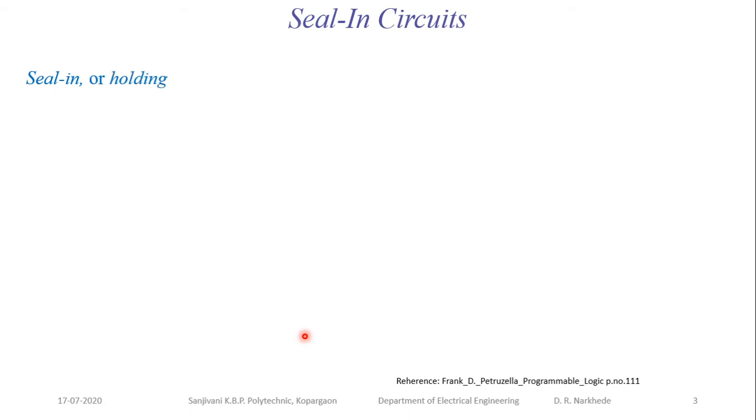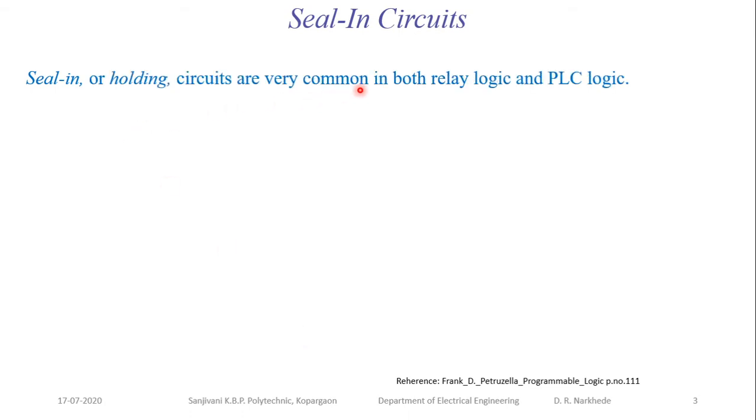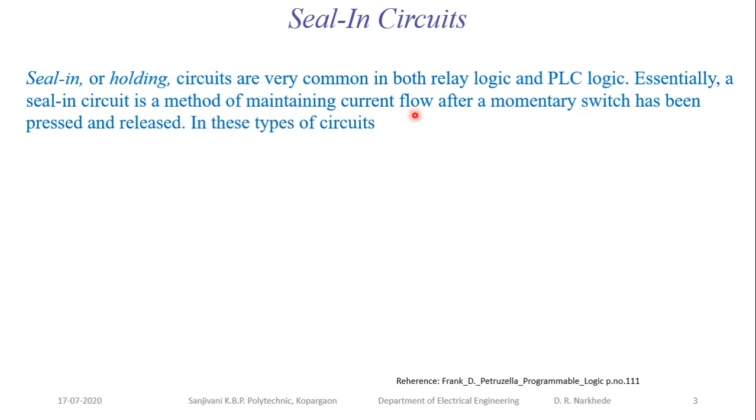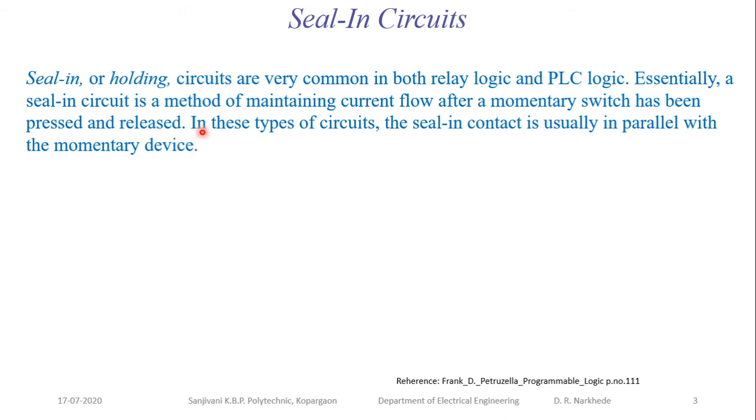Now first we will discuss the sealing. Sealing or holding circuits are very common in both relay logic and PLC logic. Essentially, a sealing circuit is a method of maintaining current flow after the momentary switch has been pressed and released. In this type of circuit, the sealing contact is usually in parallel with the momentary devices.